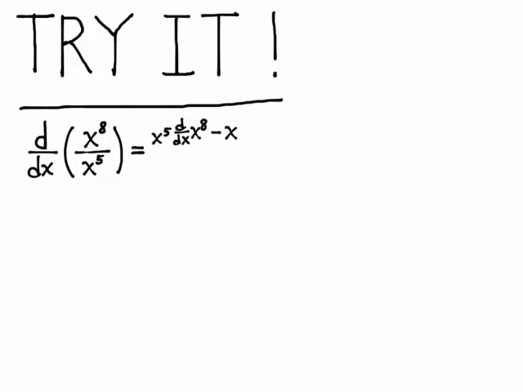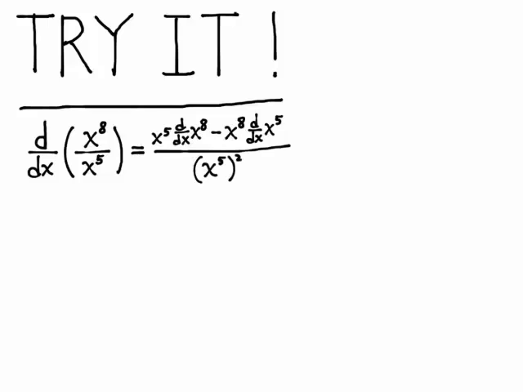Let's try out the quotient rule. For example, suppose I needed the derivative of x to the 8th over x to the 5th. Well, this is a silly problem. Of course, we know the answer is going to be 3x squared. But let's just practice the quotient rule. So we have the denominator times the derivative of the numerator minus the numerator times the derivative of the denominator, divided by the denominator squared.